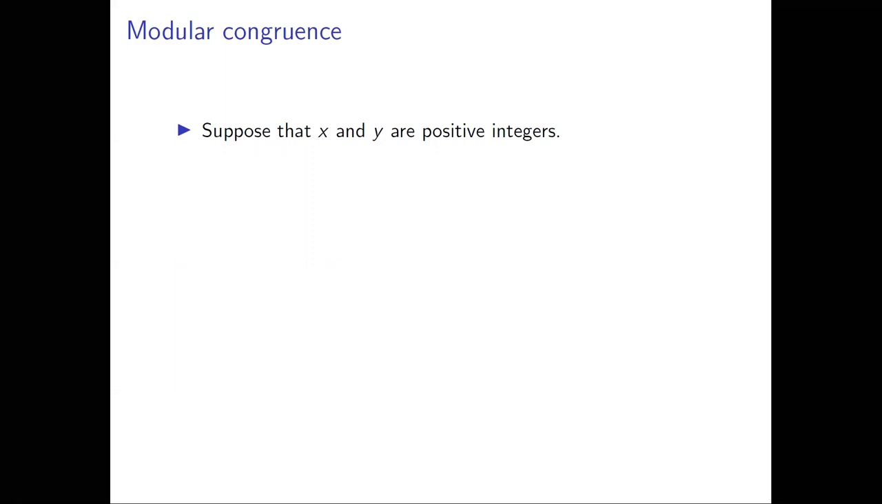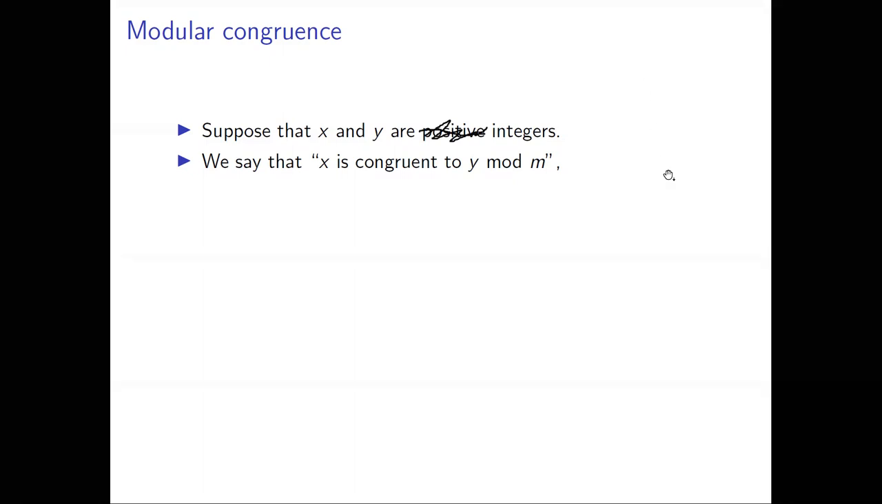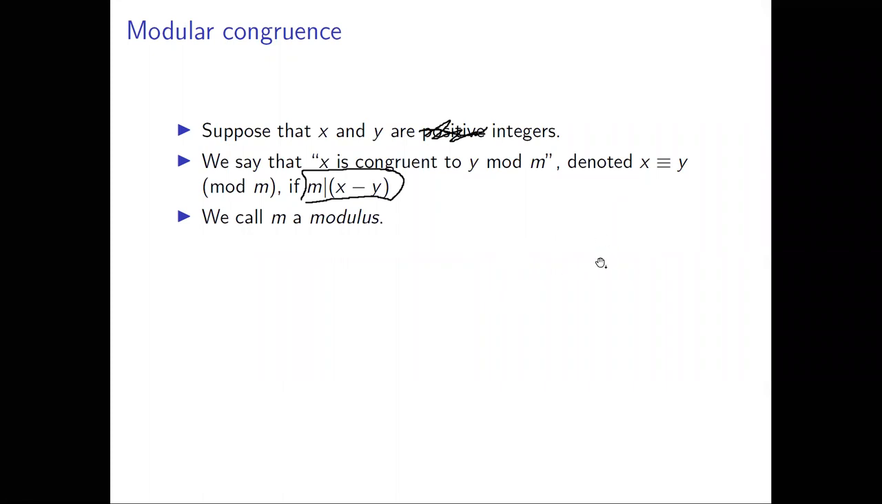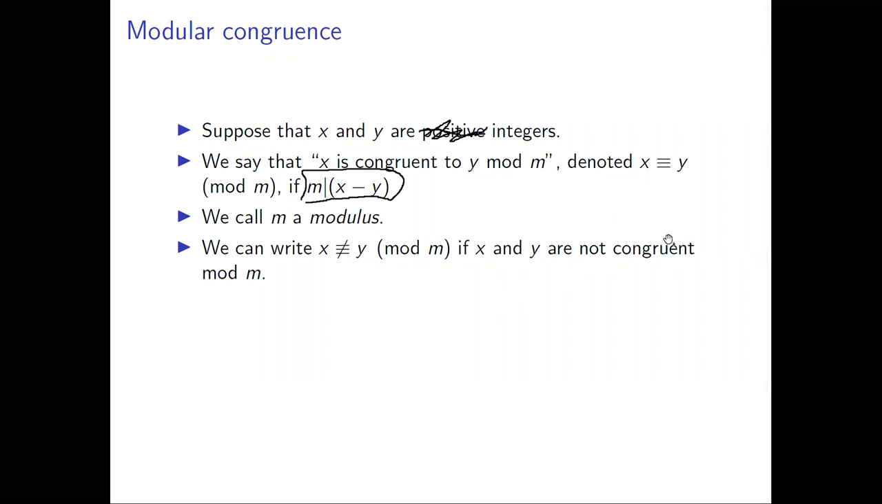We can also talk about modular congruence. So we've seen mod as a function on the last slide, but we can also consider this relation. So we have two integers, x and y. The word positive should not be here, so ignore that word. x and y can be any integers. And we say that x is congruent to y mod m, and we denote that by x triple horizontal bar y mod m. And in order to say that x is congruent to y mod m, the only property we need is that m divides x minus y. And we call m a modulus. And if x and y are not congruent mod m, then we write x not congruent to y mod m, and we put the slash through that triple horizontal bar.